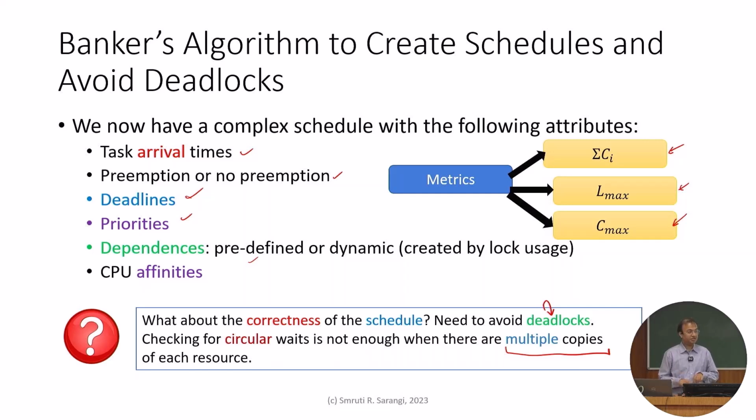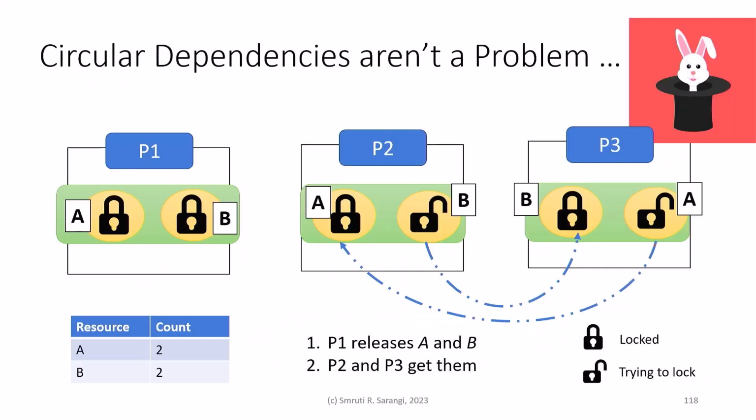So we will see that a circular wait is not an issue when you have multiple copies of a resource. In the banker's algorithm, we consider multiple copies of resources as opposed to a traditional deadlock detection algorithm where you consider a single copy of a resource. So let us consider multiple copies, and we shall see that circular dependencies do not pose a problem.